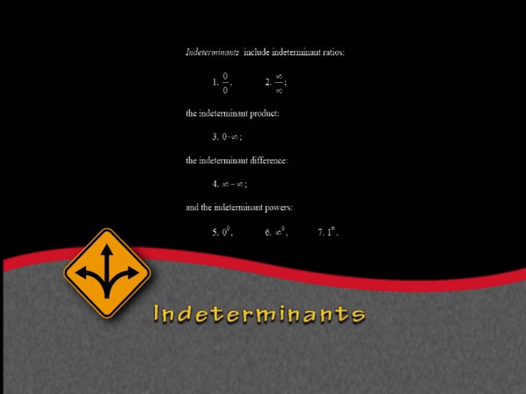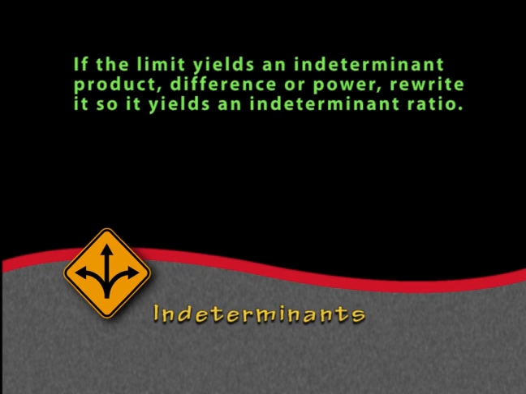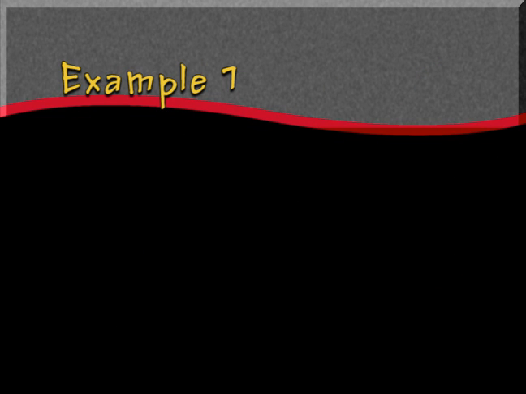Examples of indeterminates include indeterminate ratios such as infinity divided by infinity or 0 divided by 0, indeterminate products such as infinity times 0, indeterminate differences such as infinity minus infinity, or indeterminate powers such as infinity to the 0 power. If the limit yields an indeterminate product, difference, or power, rewrite it so it yields an indeterminate ratio. We will illustrate some of the properties of L'Hopital's rule using several examples.